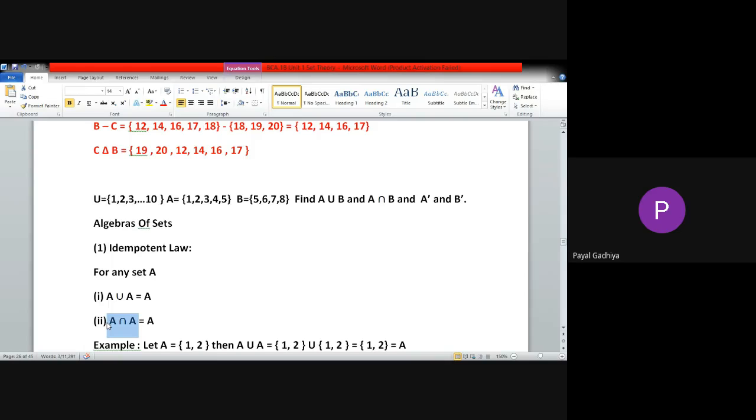Common elements between two A sets. Again, it will be A because here we have A equals 1, 2, 3, 4, 5. Again, I am doing intersection with the same set 1, 2, 3, 4, 5. So, common elements will be the whole set, which will be A, right? Clear with this idempotent law?